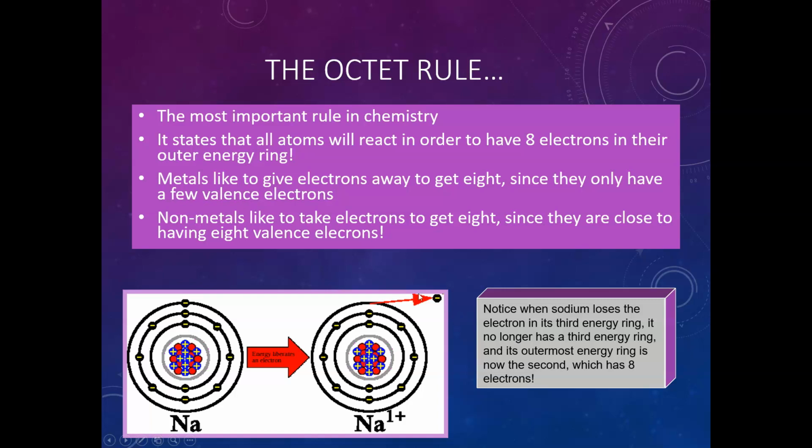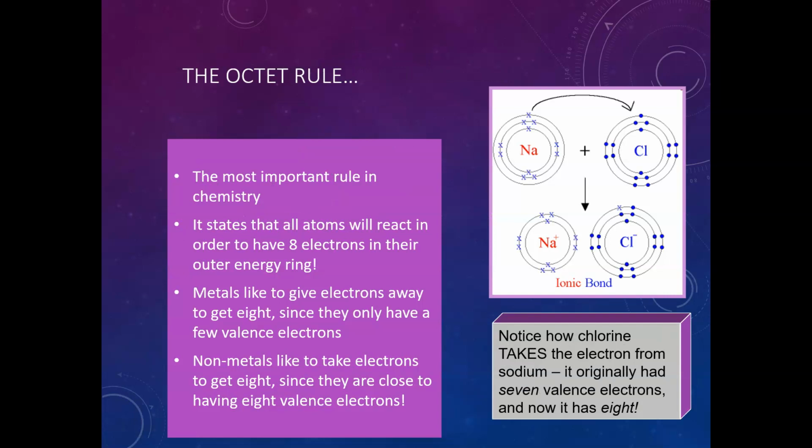It is going to kick it out, loan it out to another element in order to be left with this shell right here that is full. So you'll notice that that makes sodium then positively charged. It makes it a cation. So what frequently happens, one of our most common chemical compounds is sodium chloride, table salt.